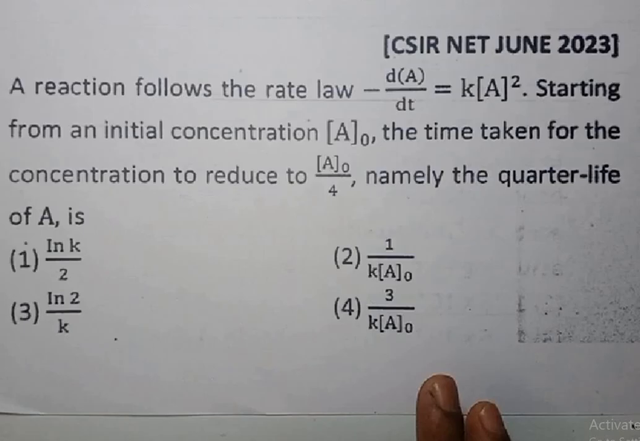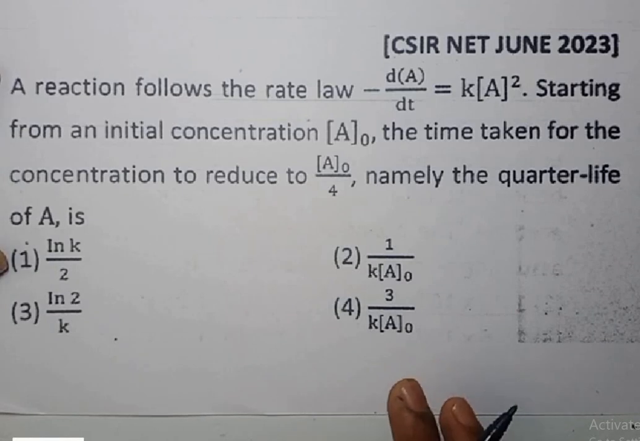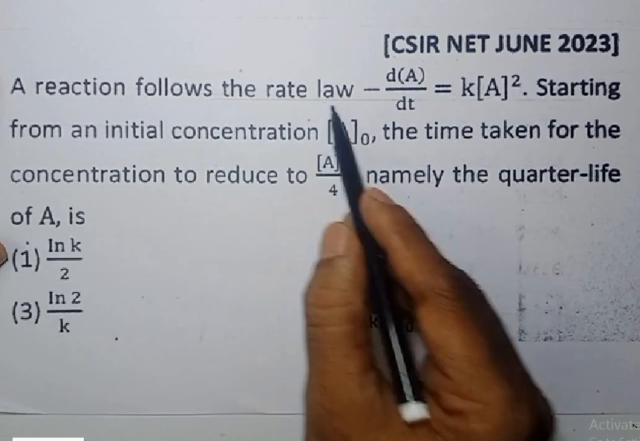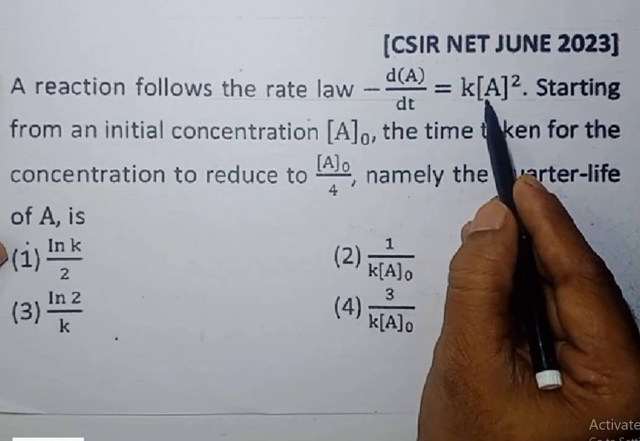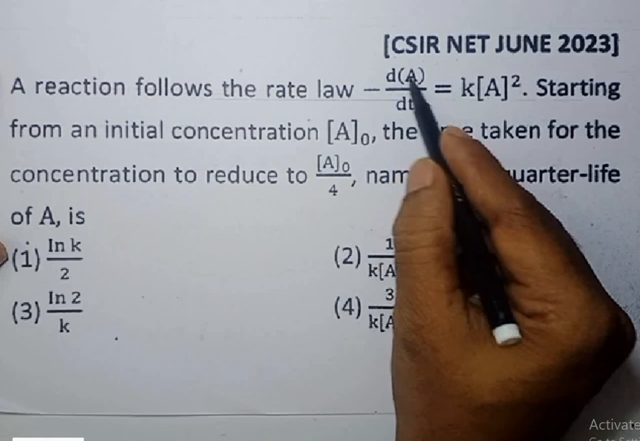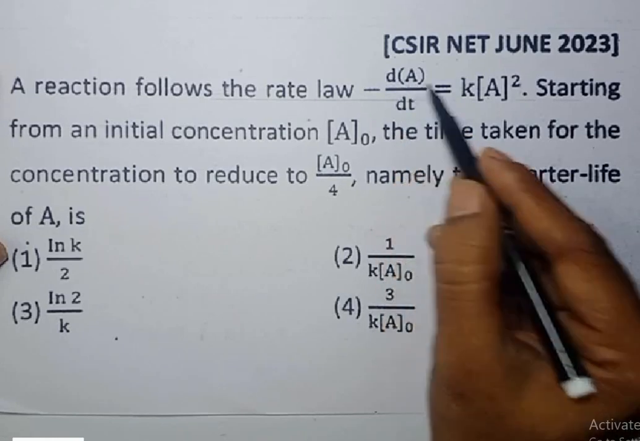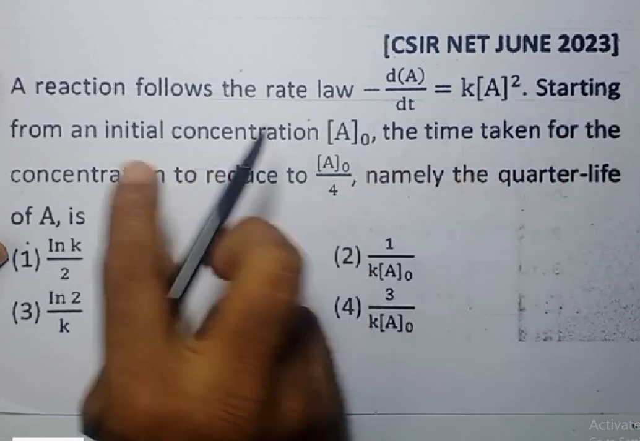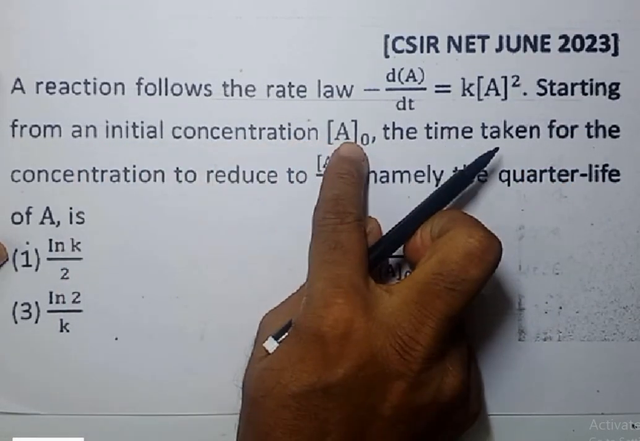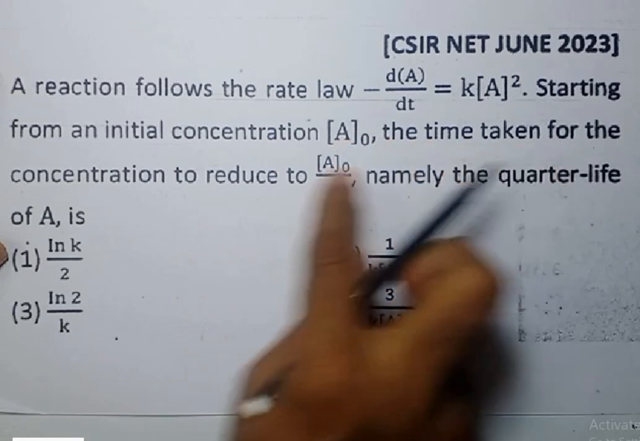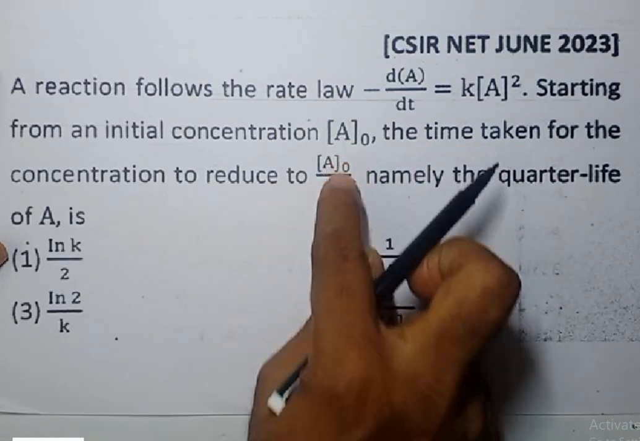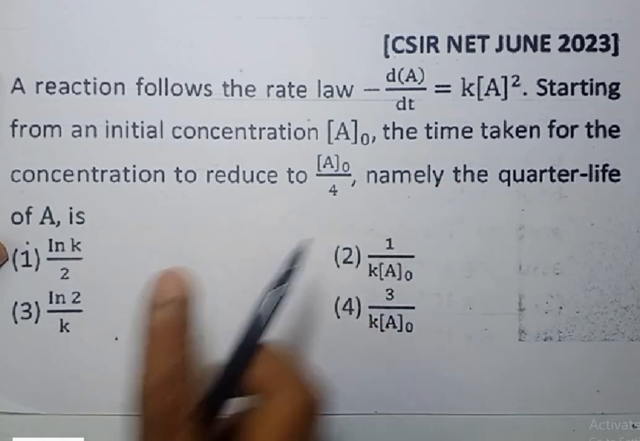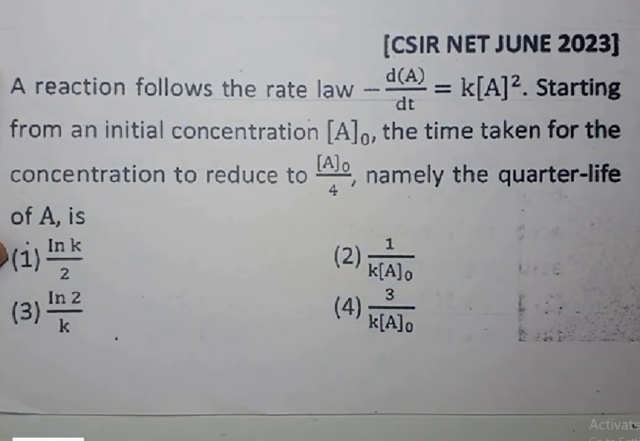Yes, this question appeared in June 2023. A reaction follows the rate law minus dA by dt equal to k into A square. Minus dA by dt is nothing but rate. k into A square is there, so it is a second order reaction. Starting from an initial concentration of A naught, the time taken for the concentration to reduce to A naught by 4, namely the quarter life of A, is... So how to do this?